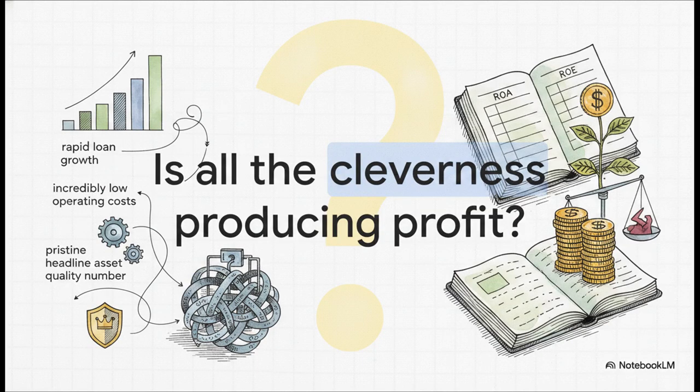So, the big question we need to tackle from the source material today is this. After all the complex financial maneuvering, is the bank actually making real money? I mean, a bank can boast about its rapid loan growth, it can show off incredibly low operating costs, and it can even point to a seemingly pristine headline asset quality number. But all of that is really just clever machinery. The question this step forces us to ask is whether that machinery is actually generating a worthwhile return for the very real risks being taken.